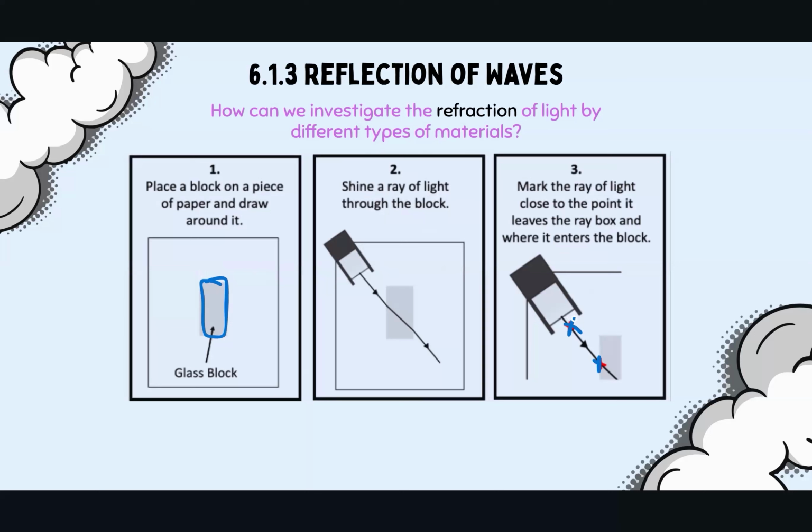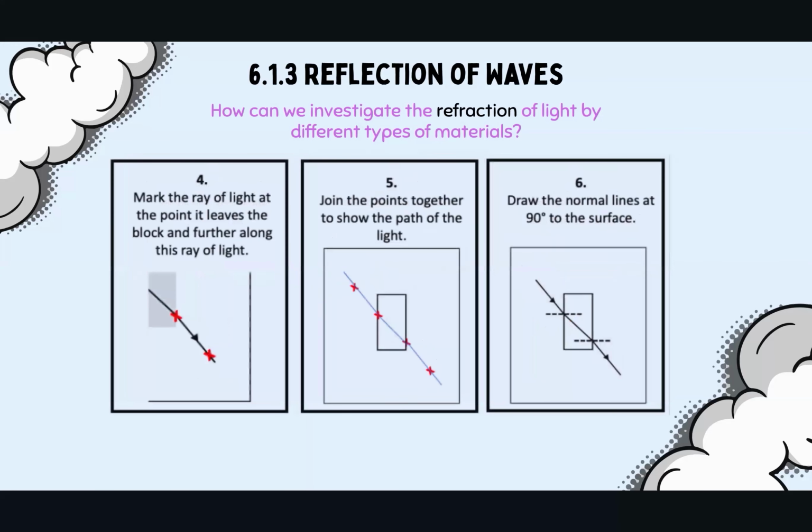Draw your cross as close as you can to the ray box, as close as you can to the glass. Now this time, where the light exits from, you draw a cross a bit further on. So now we've got 4 crosses to draw a line through. So you've got your initial line, your refracted line, and then your emerging line. And then again, where you've got your boundaries, you draw your normal lines at 90 degrees.